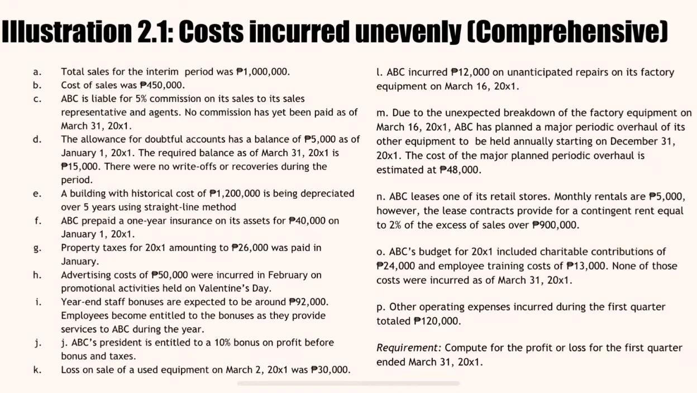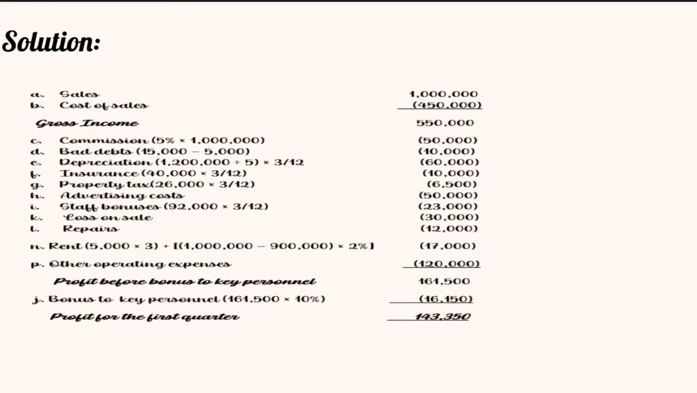Here's an illustration for costs incurred unevenly. The requirement is to compute for the profit or loss for the first quarter ended on March 31, Year 1. Sales of 1 million, cost of sales of negative 450,000, would result in gross income of 550,000.